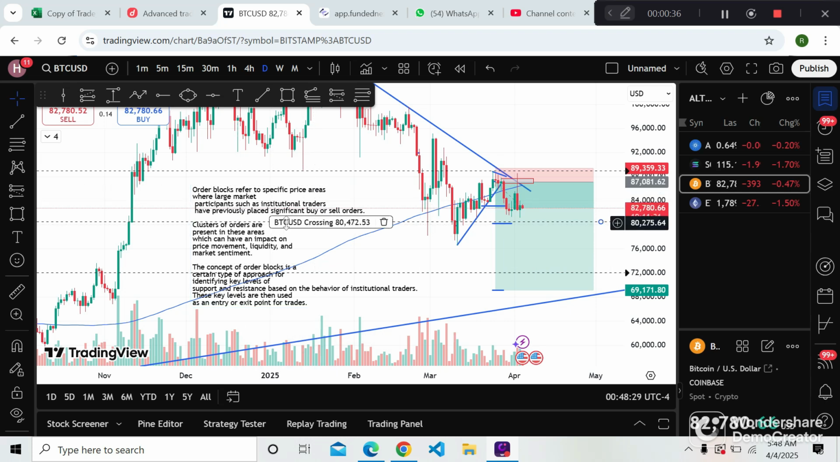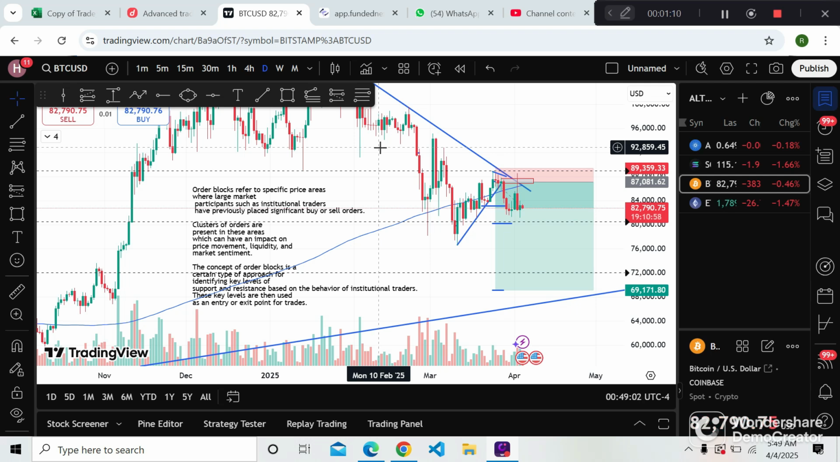So, order blocks refer to specific price areas where we have significant buy or sell orders, as I have outlined on the screen. It means whenever you see an order block, institutions have made their trades from that level, either buying or selling. So it makes that area an area of significant movement. So it's like a potential demand or supply area. You understand?